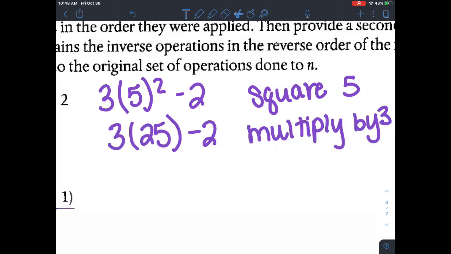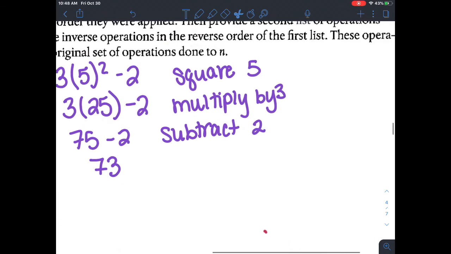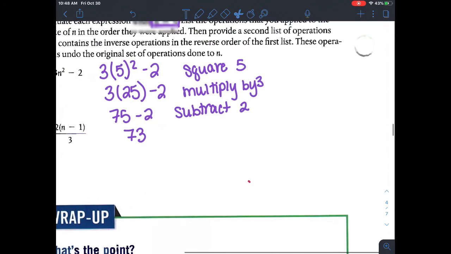What am I going to do next? I'm going to multiply by 3. And then I get 75 minus 2. What am I going to do next? I'm going to subtract 2. I get 73. Whew. Okay, now I'm going to do the inverse.